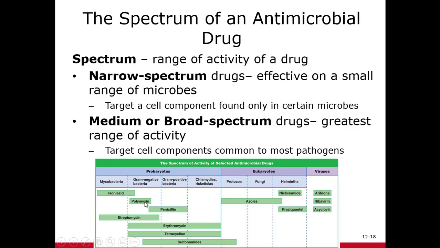The opposite, a broad spectrum drug, has a greater range of activity. Erythromycin works against all gram-positive bacteria, most gram-negative bacteria, and even some of these unique bacteria. It's a broad spectrum drug.